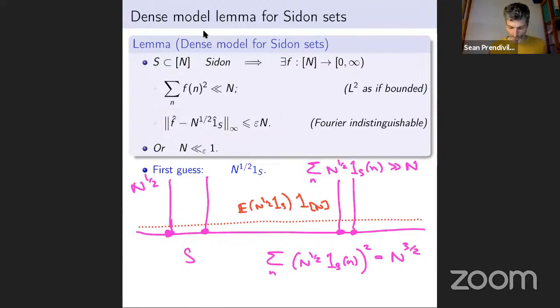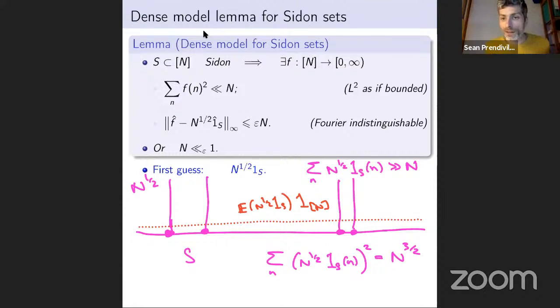So there's a tension here. We're going to find a midpoint between these two constructions. We're going to average locally on some subregions, and that will give us L2 boundedness. But we also need to average in such a way that we still have this Fourier approximation.